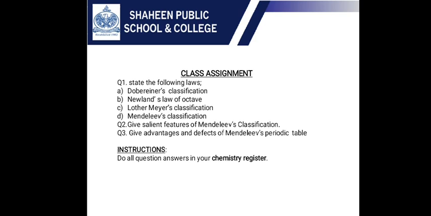Now I am discussing with you part 1 of question 1, Dobereiner's classification. In 1829, Dobereiner arranged similar elements in groups of 3. His law states that the atomic mass of the central element is almost equal to the arithmetic mean of the atomic masses of the other 2 elements in the same triad. Triad, I am spelling it for you: Triad.